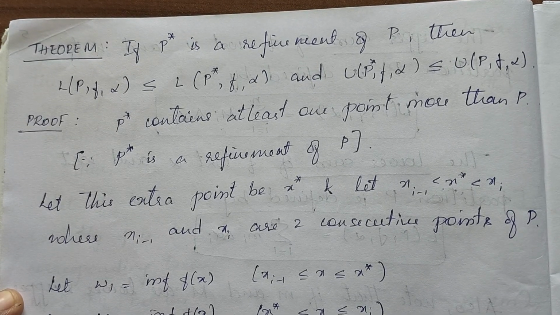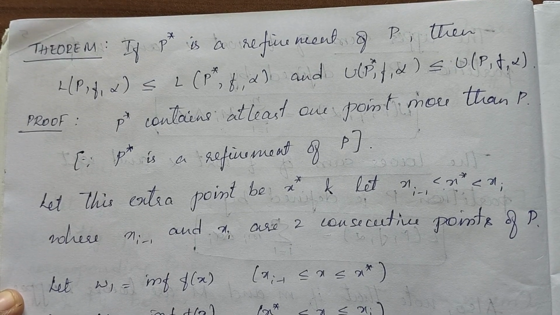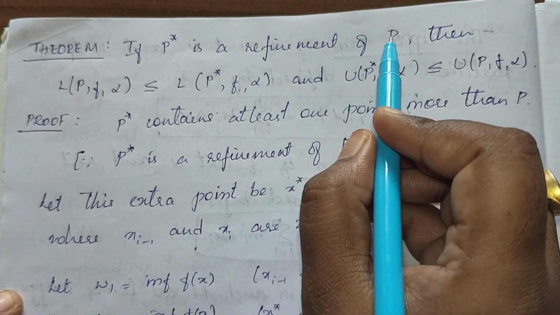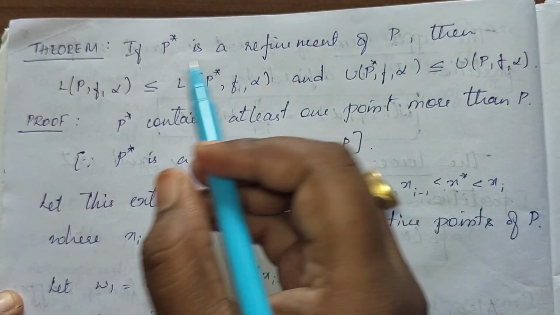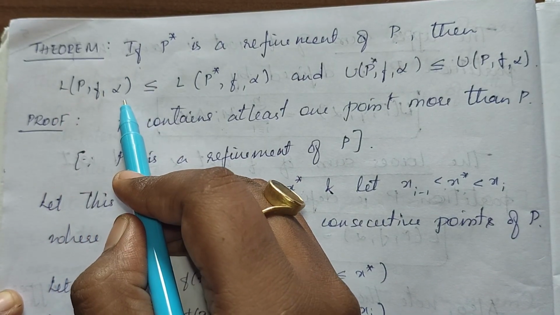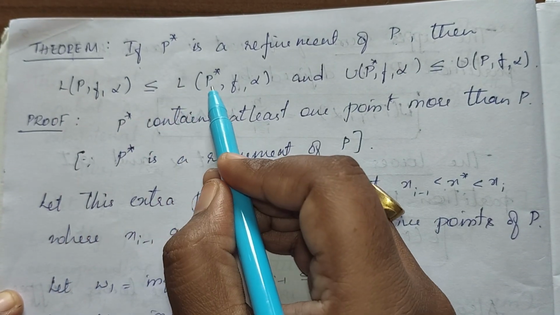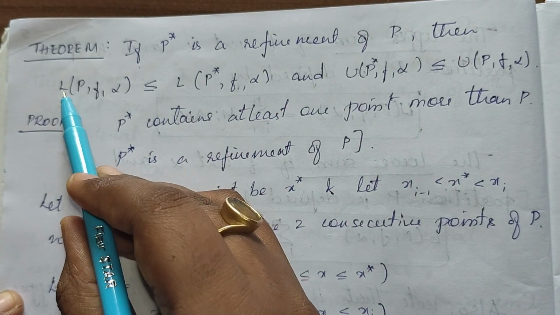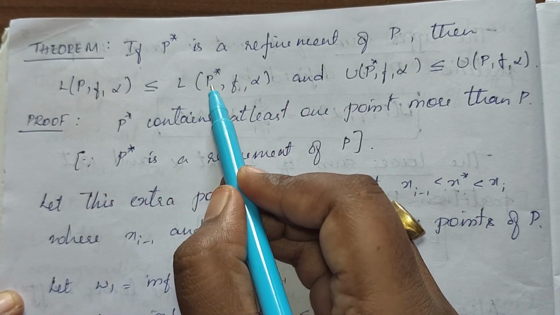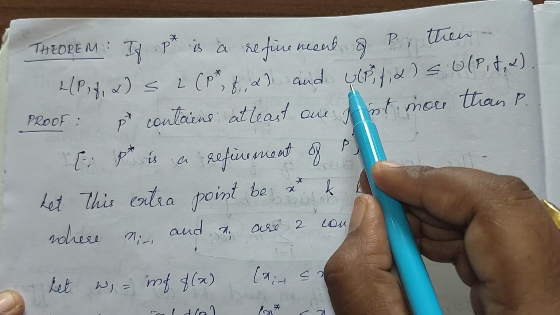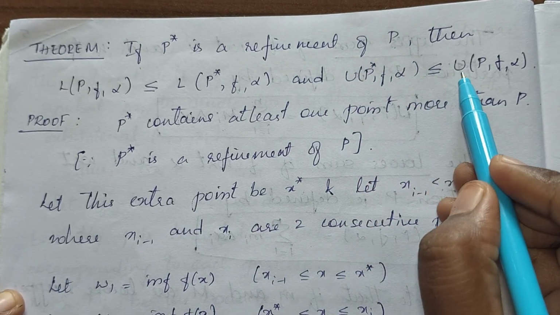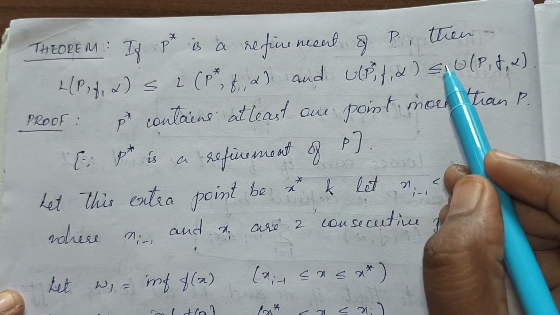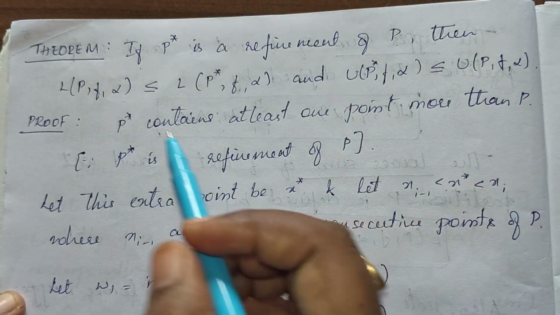Good morning, students. Today let's start off with a theorem, and the theorem here is, if P star is a refinement of P, then L of P comma f comma alpha is less than or equal to L of P star comma f comma alpha, that is, lower sum of P is less than or equal to lower sum of P star, and U of P star comma f comma alpha is less than or equal to U of P comma f comma alpha, that is, upper sum of P star is less than or equal to upper sum of P.